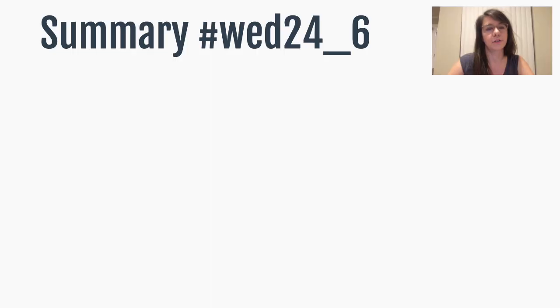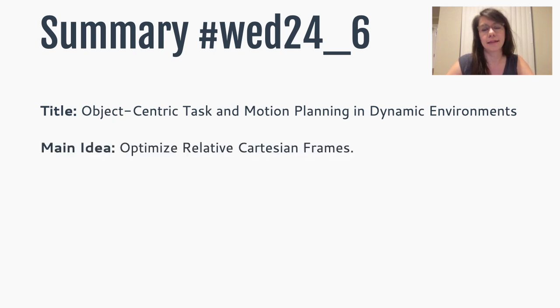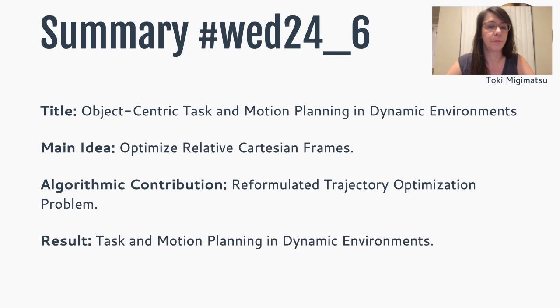So just to summarize this work, which, by the way, was presented at ICRA this year, you can still go to the Slack channel if you want to ask any question. But to summarize, the title of this work is Object-Centric Task and Motion Planning in Dynamic Environments. The main idea that we put forward here is that we optimize relative Cartesian frames. And the algorithmic contribution is that we had to reformulate the entire trajectory optimization problem to be able to do that. But it results in a task and motion planning algorithm that works in dynamic environments.